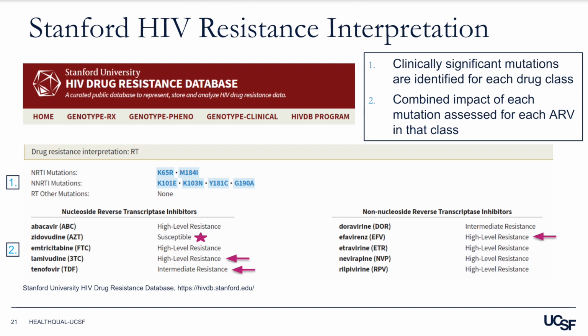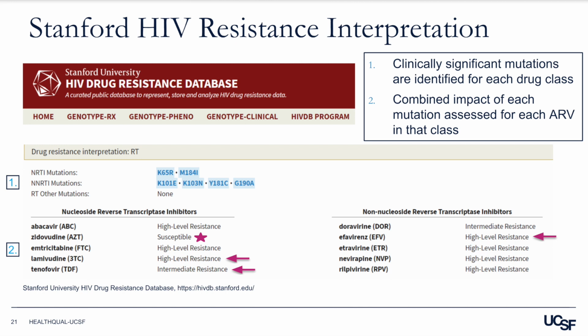So going back to the Stanford HIV resistance database, we plugged in the mutations from this patient. And so this is sort of the result page that you'll see when you use this database. I've numbered it 1 and 2. So the top here, 1, this is where they just show you the clinically significant mutations, which we've walked through already. And then part 2 here on the bottom, they look at the impact of each mutation and they assess the overall impact for each drug in that ART class.